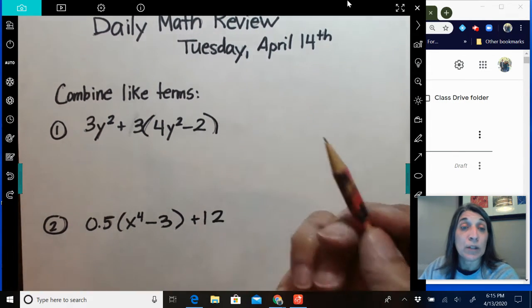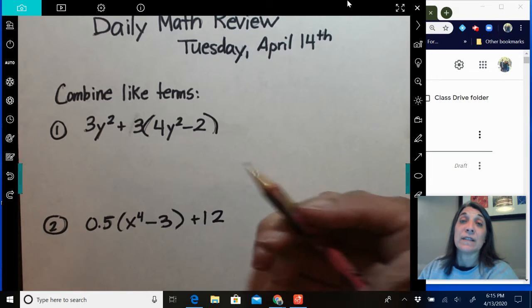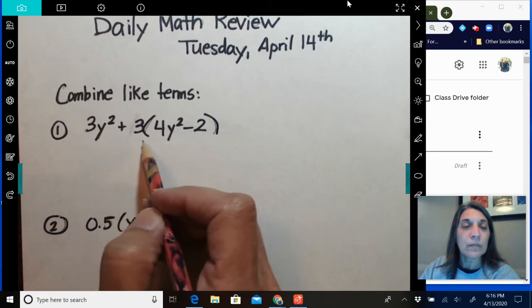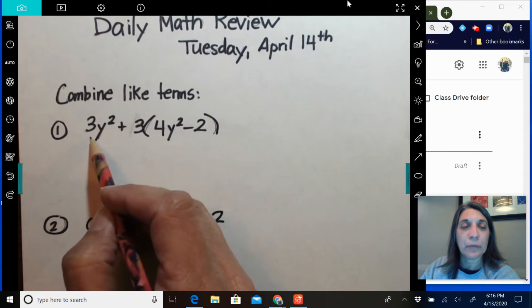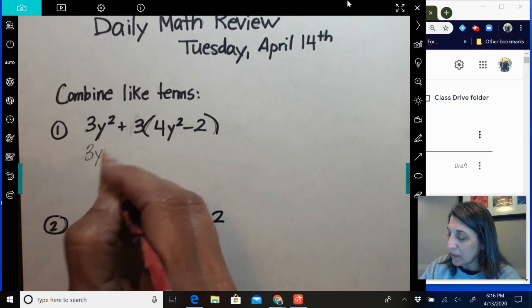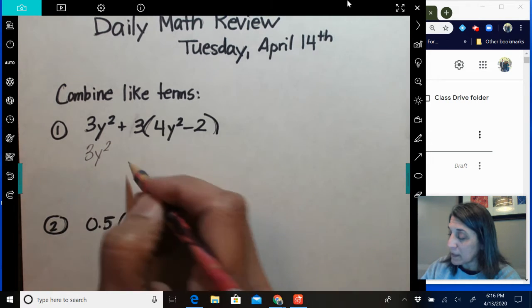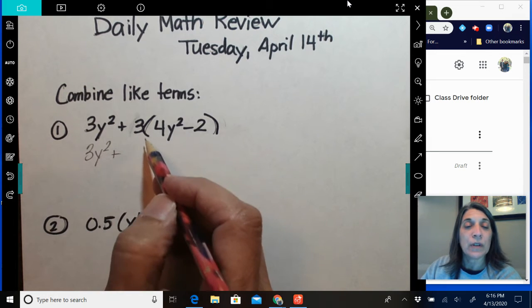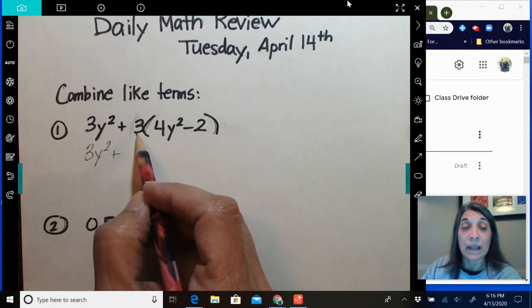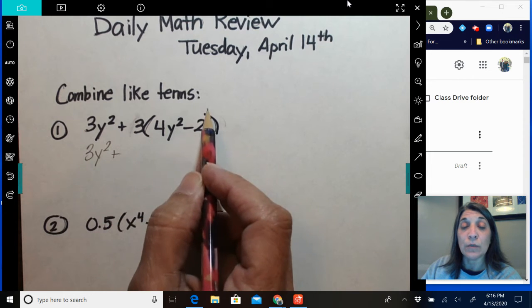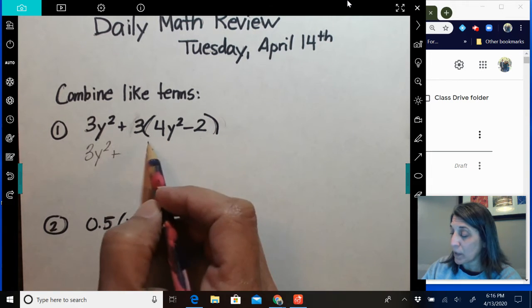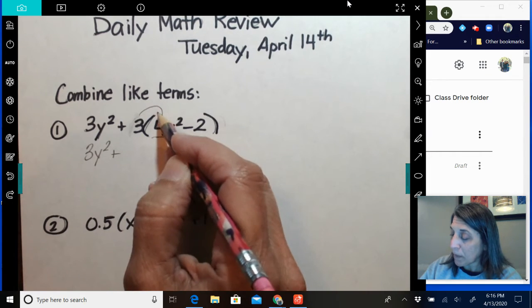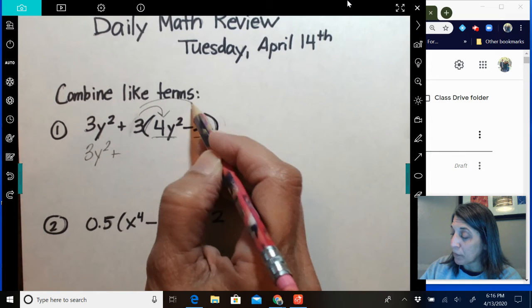Anyway, combining like terms. I wanted to do a couple just to see if you guys remembered, because it's been 4 or 5 days since we've done math. So I've got 3y squared by itself here as its own term. There's nothing being multiplied to it, but it is being added to this whole term here, which, when I look at it, I see that I have 3 being multiplied by 2 different terms inside these parentheses. This is one term, 4y squared, and 2 is another term. So the first thing I'm going to do is multiply 3 by the first term, and then I have to multiply 3 by the second term.